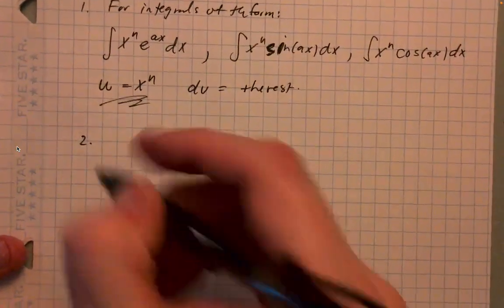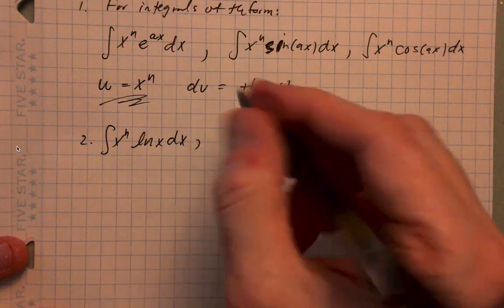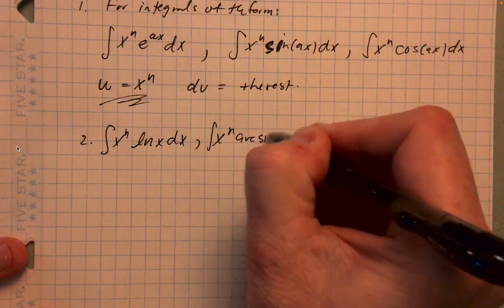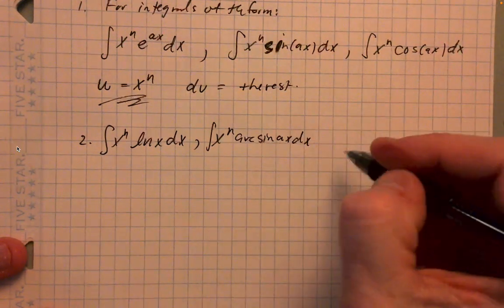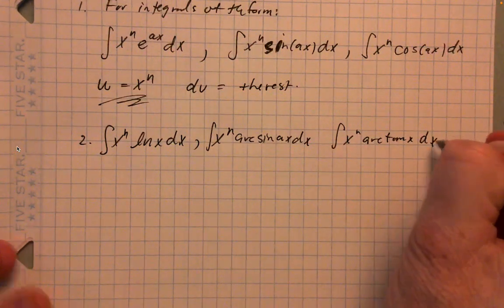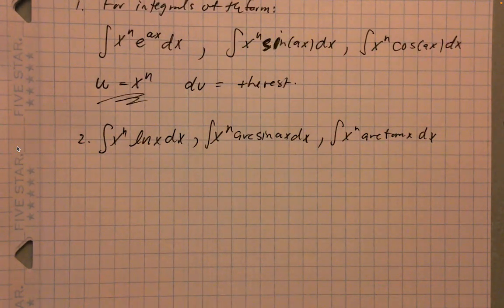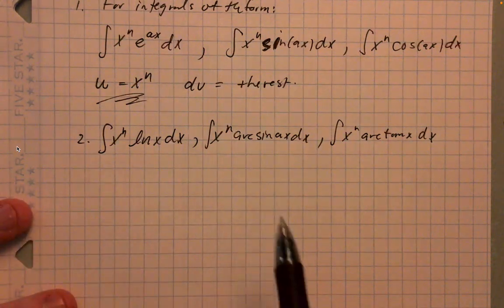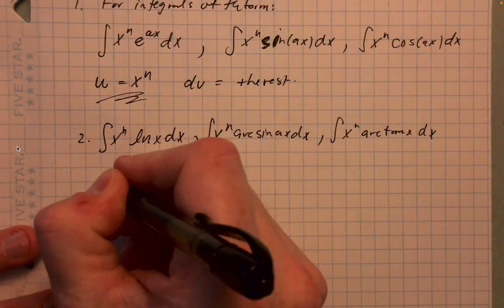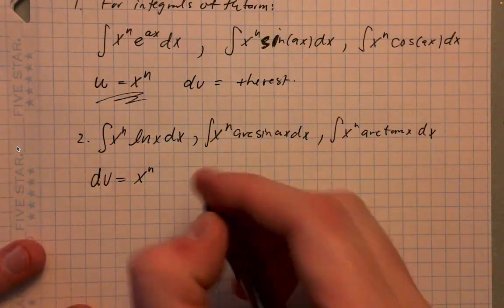What about integrals like this? x to the n ln x dx, or x to the n arcsine, or x to the n arctan x. Integrals like this, what should we do? Well, in this case, the dv makes more sense as the x to the n. So let dv in this case be the x to the n, and we let u be the other part.